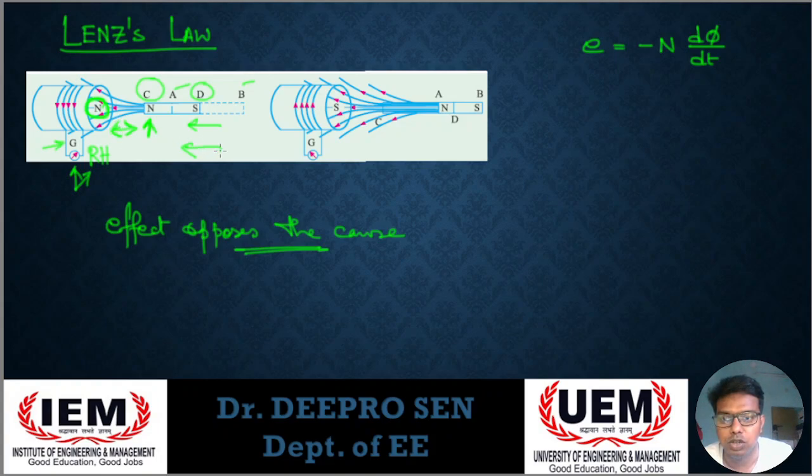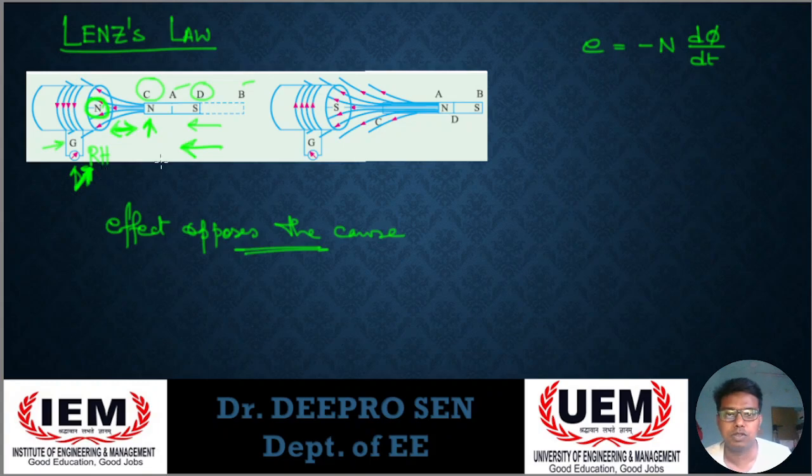That means your movement from right to left is being opposed by the effect, that is the creation of a north pole on the electromagnet, so that this magnet cannot come closer. In this case the EMF induced is in this direction. That means from the vertical position the galvanometer changes its direction to the right hand side.